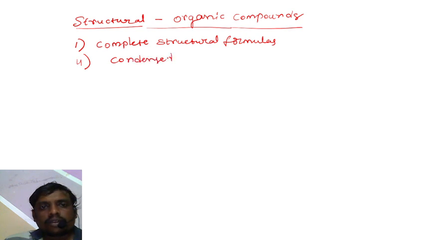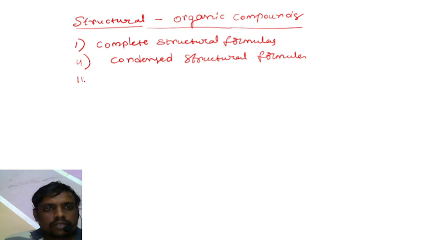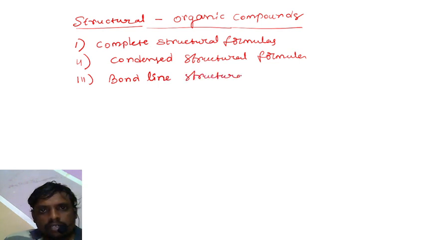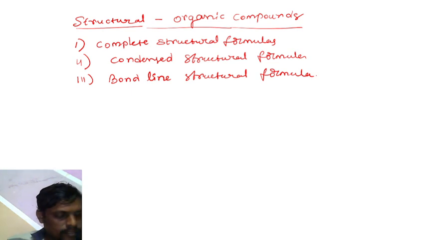Structural formula, condensed structural formula, and the third one is bond line structural formula. These are the three different types of organic compounds based upon structural representation.